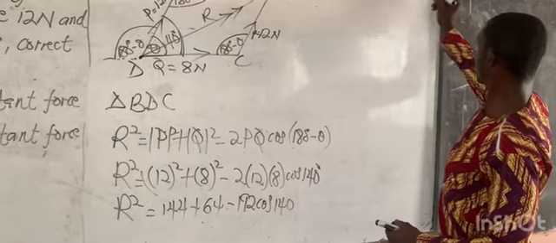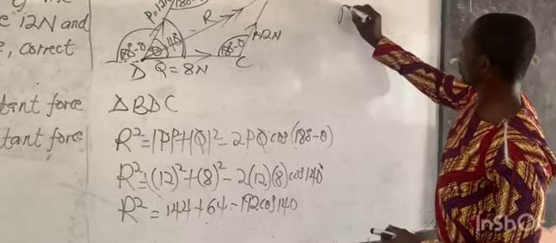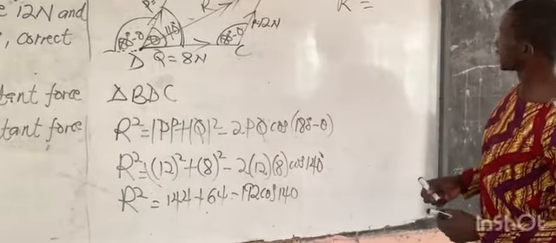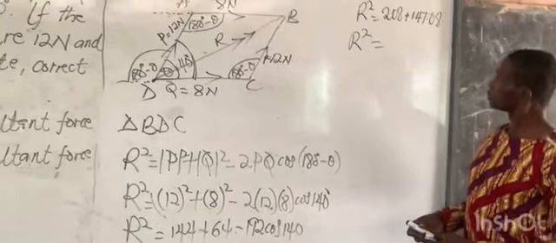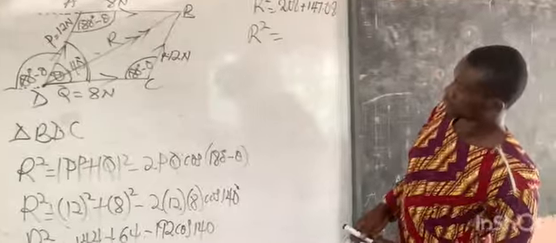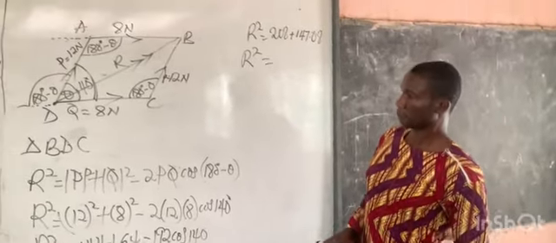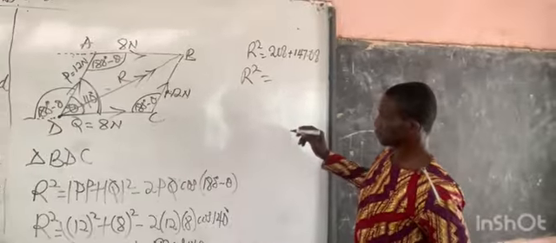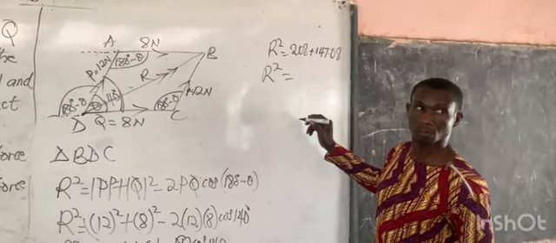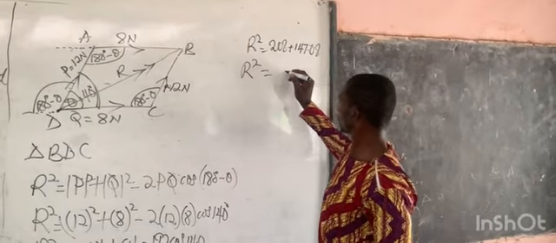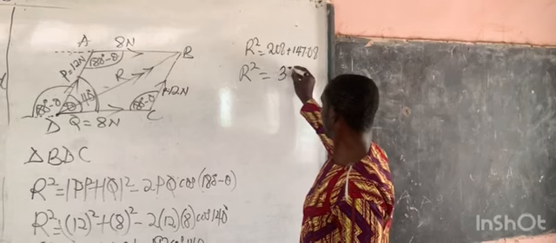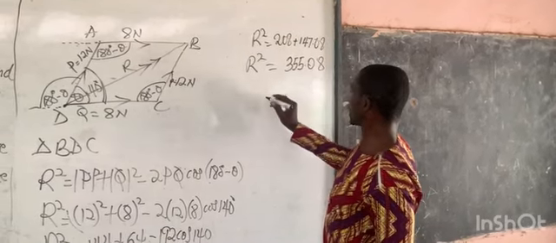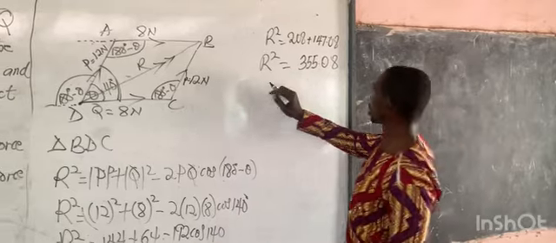So R squared is equal to, add these two, what do you get? 355.08. Then take the square root of that, because it is R squared. Take the square root of the answer.